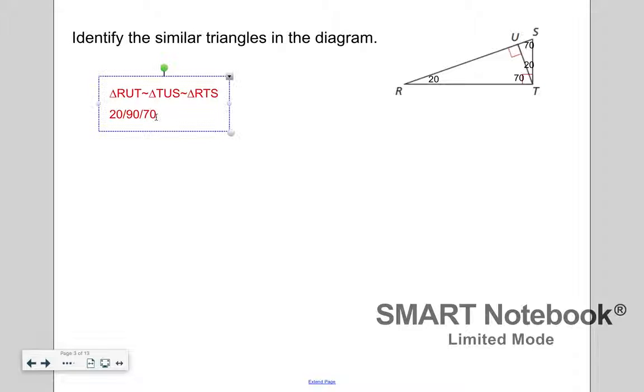And so I just wrote this here to help you understand what I said about the corresponding parts. I started with triangle RUT. The first triangle you can write however you want. But when I named triangle RUT, I started with the 20-degree angle, then the 90, then the 70. So when I went to the other similar triangles, I had to make sure I went in that order: 20-degree angle, 90-degree angle, 70-degree angle. So when I compared it to this one, I went 20-degree angle, vertex T, 90-degree angle at vertex U, 70-degree angle at vertex S, and then when I went to the large one, the 20-degree angle was written first, the 90-degree angle second, the 70-degree angle third.